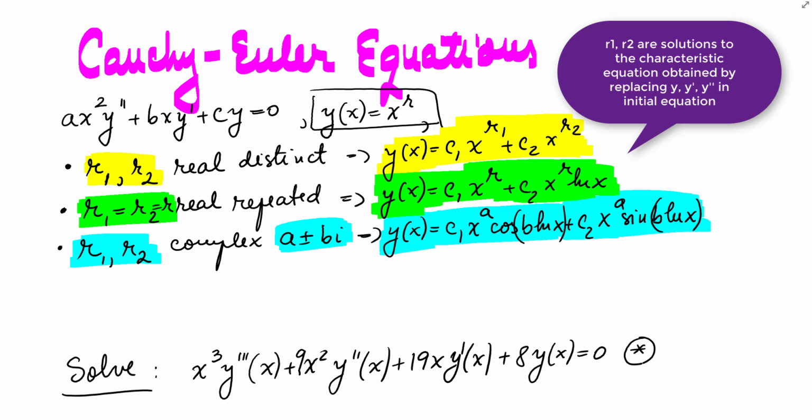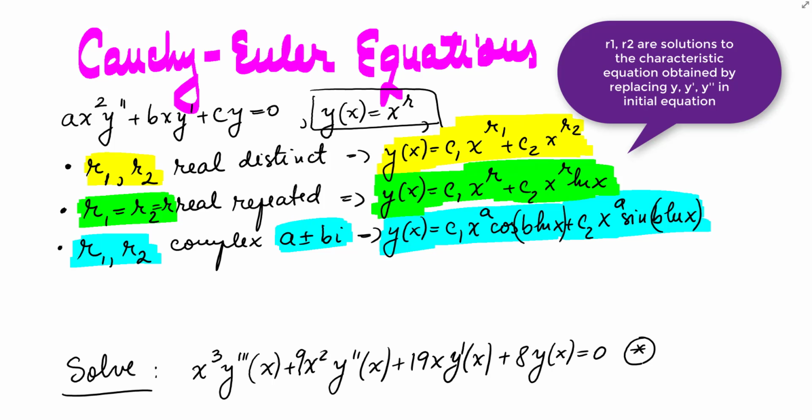x. And if r1 and r2 are two complex solutions, they will have the form a plus minus bi, where a is the real part and b is the imaginary part. Then y of x is going to be of the format c1 x to a cosine of b ln of x plus c2 x to a sine of b ln of x.